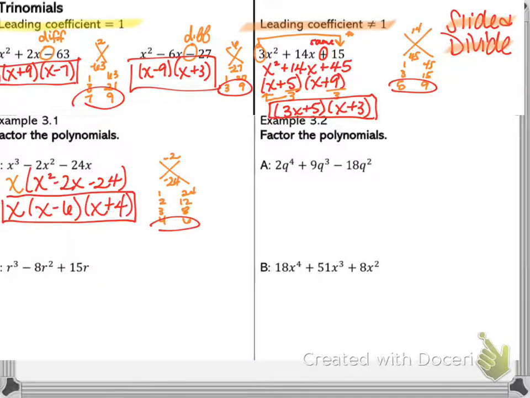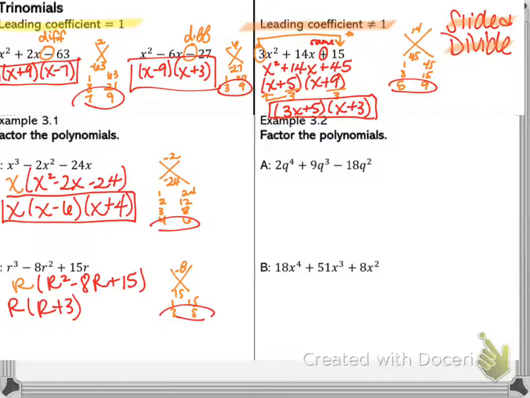Same idea with the one beneath it. Factor out to get r squared minus 8r plus 15. Do our x factor with the negative 8 on top, 15 on the bottom. So that gives us 1 and 15 and 3 and 5. Again, the sign in front of our c is positive. So that means we need to add. They are going to be the same sign. We need to add them together. So that's going to give me the 3 and 5 combination. And specifically, they should both be negative.